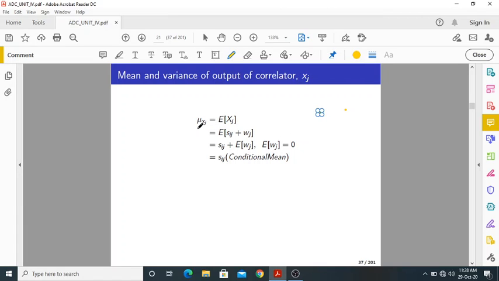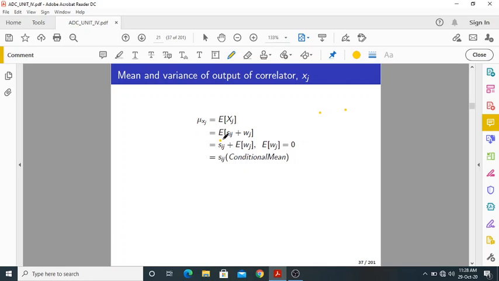Now, mu of xj, what is the mean of xj? That is the expectation of xj. But what is xj? It is Sij plus Wj. Sij is simply a constant, something like a into x1, where a is a constant. They are simply the coefficients, not random variables or random processes, whereas Wj is a random sample of a random process.